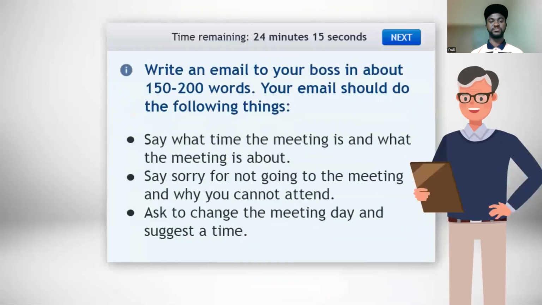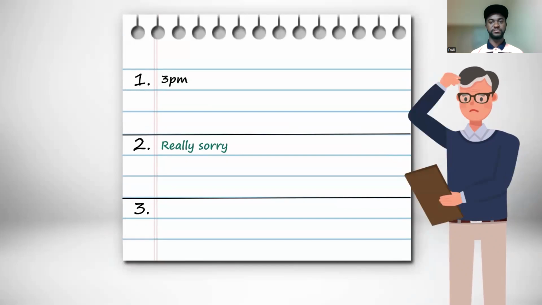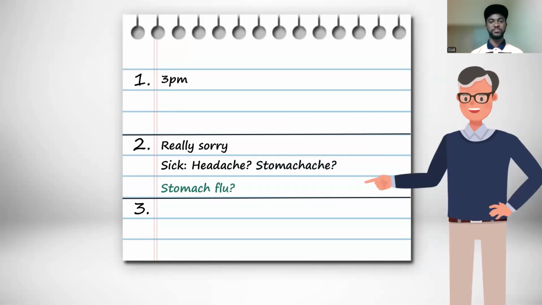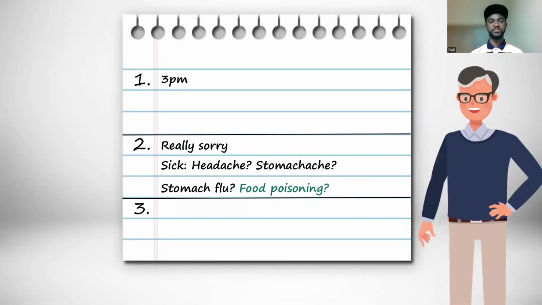Number 2. Say sorry for not going to the meeting and why you cannot attend. Okay, I'll say I'm really sorry. Why I cannot attend. I'm sick, but in what way? Headache? Stomachache? Considering that the meeting is tomorrow, neither of these will work. I could easily recover from both by tomorrow. Stomach flu? Sounds better. Food poisoning? That sounds too serious. Who knows when I will be back at work. Okay, anyway, I've got some ideas down.